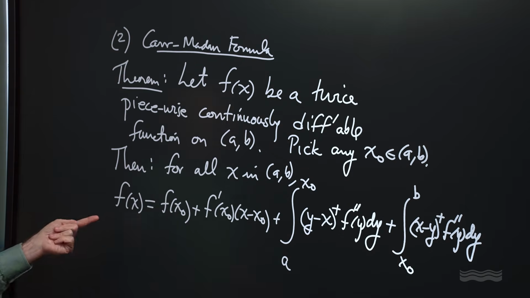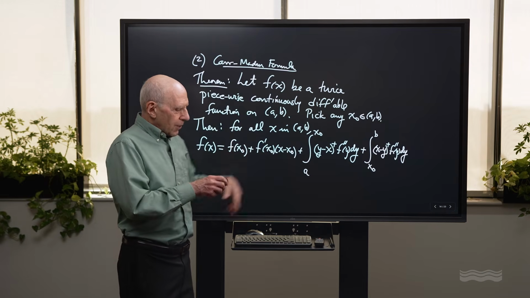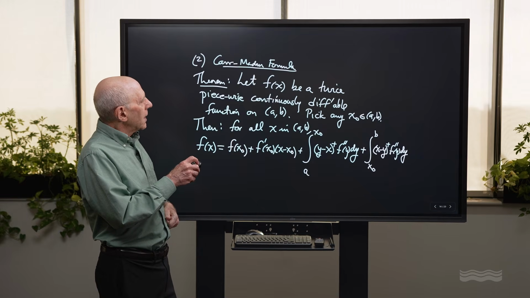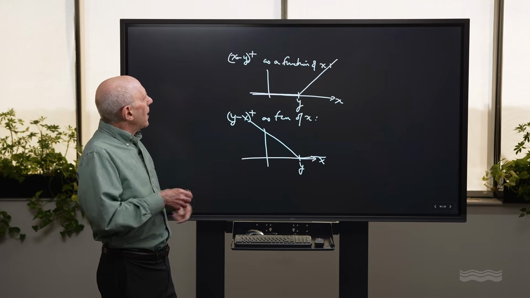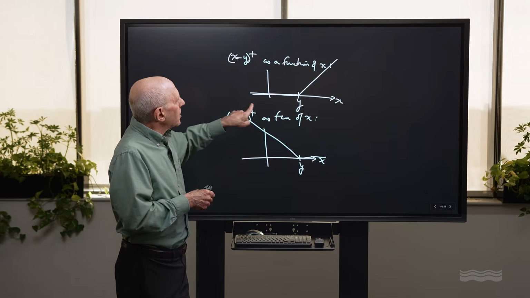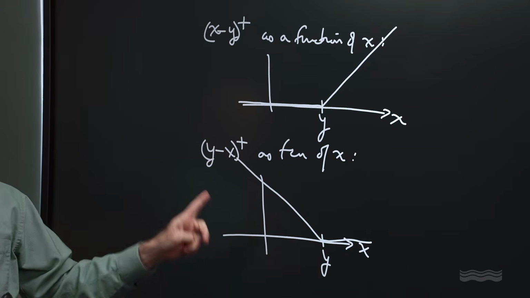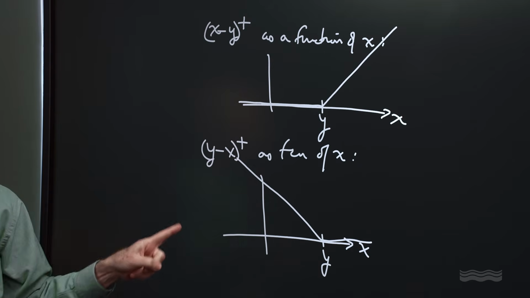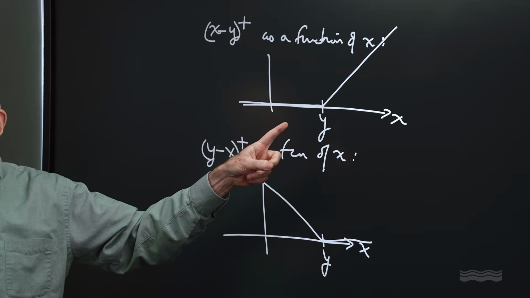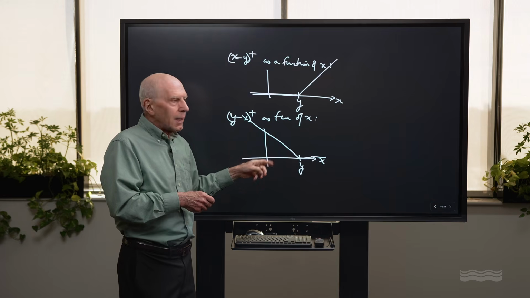So this says f of x can be represented as a constant plus a linear function plus linear combinations of those functions, those (y minus x)+ and (x minus y)+ functions. Well, as a function of x, y is fixed, and this is what that function looks like. As a function of x, (y minus x)+ is this one. And immediately you see that this looks like the call payoff function for the payoff of a call at maturity, and this is the put payoff function.